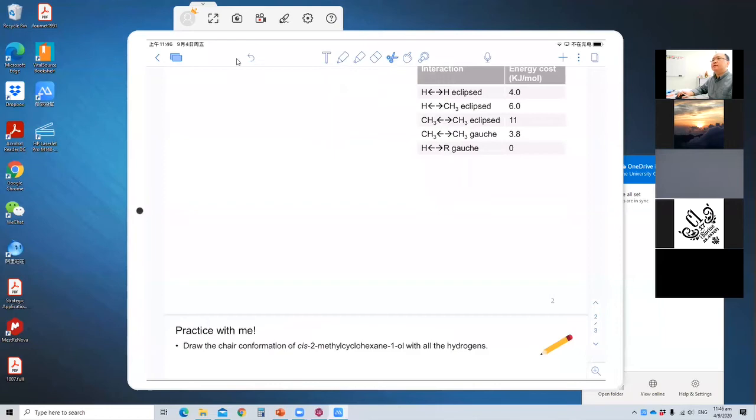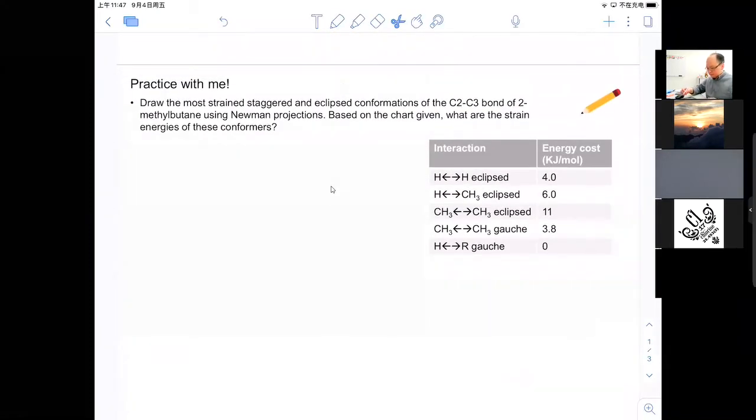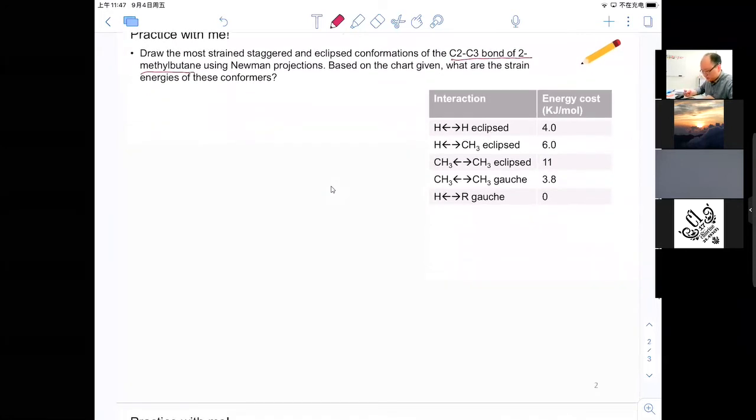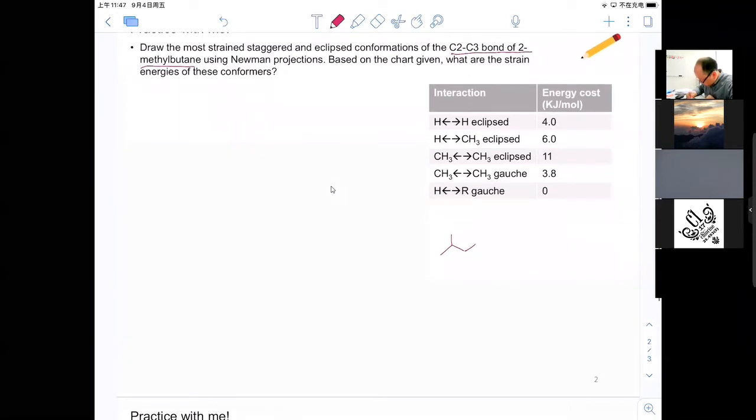Let me put it on the screen. Whenever you encounter this kind of question in the exam, if I ask you to draw the staggered and eclipsed conformations of the C2-C3 bond of a molecule, what you first do is figure out what the molecule is. So 2-methylbutane looks like this, and we can assign this C2 and this C3.